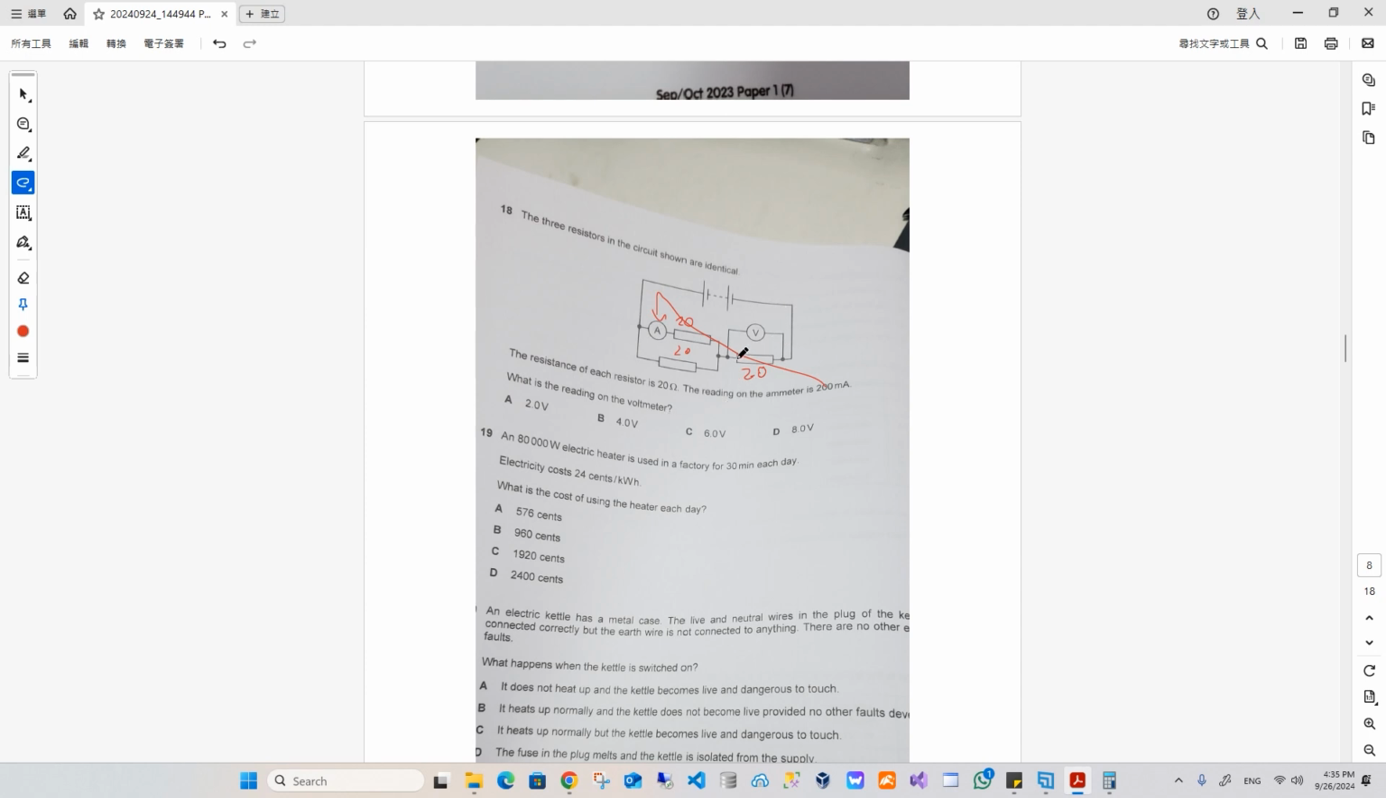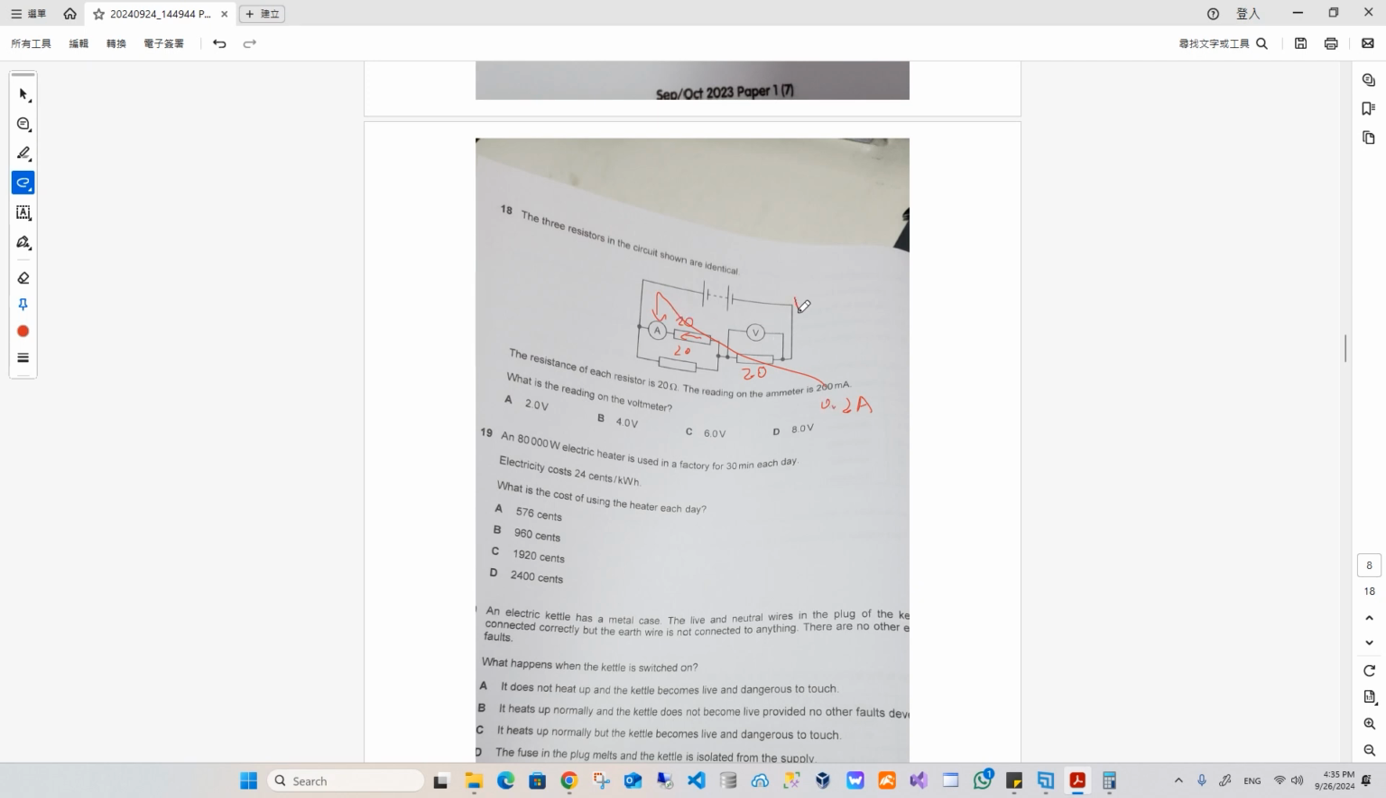Voltmeter means the potential difference, right? I know this is fixed, but I don't know what the value is. It's not given. So 200 milliampere flows through here, so that means the current flowing through the resistor is this amount. 200 milliampere is equal to 0.2 ampere. We use ampere, so 0.2 ampere and this 20 ohm.